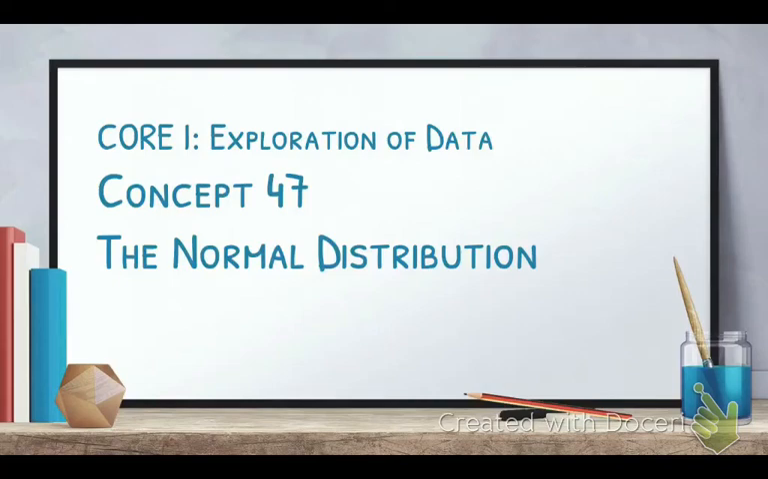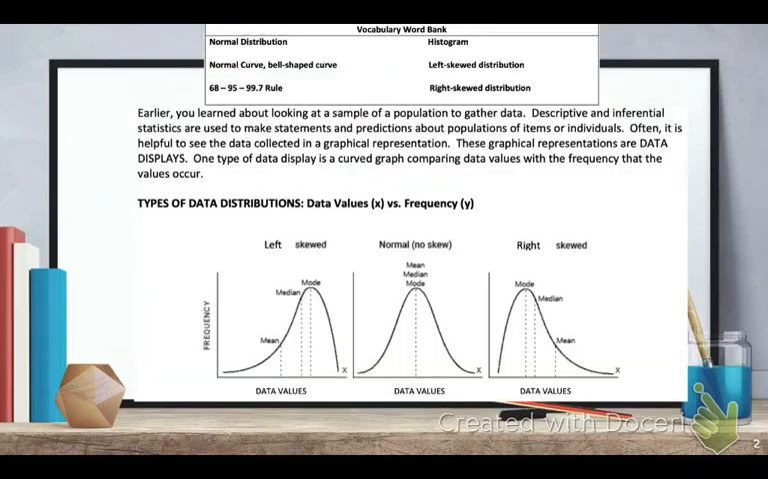Algebra 2, Concept 47, the normal distribution. Earlier you learned about looking at a sample of a population to gather data. Descriptive and inferential statistics are used to make statements and predictions about populations of items or individuals. Often it's helpful to see the data collected in a graphical representation. These graphical representations are data displays, and that's what we'll be learning about in this concept.